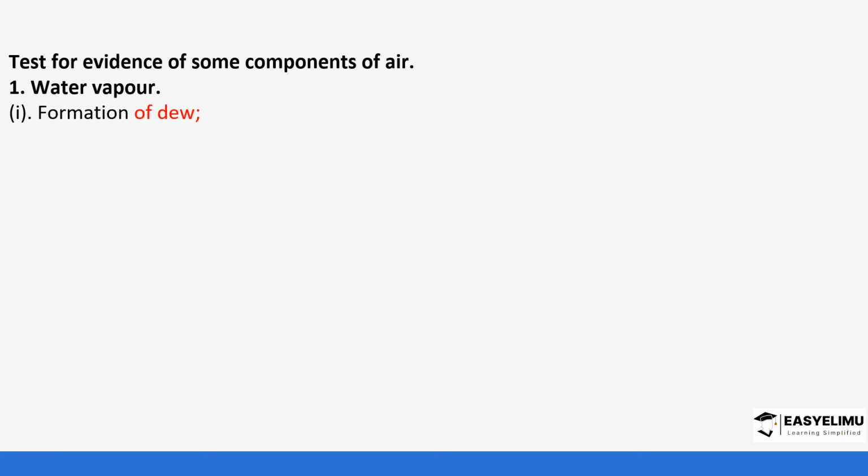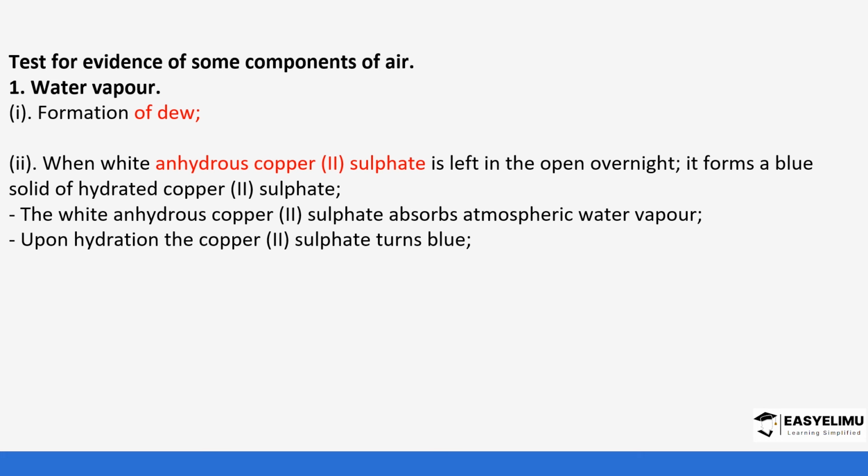And then also, if we take anhydrous copper 2 sulfate, which is white in color, and leave it open overnight, you notice maybe after a day that a blue solid forms. The color changes from white to blue. This is because anhydrous copper 2 sulfate absorbs water moisture, and the moment it absorbs water moisture, it becomes hydrated. That's why we refer to the final compound as hydrated copper 2 sulfate.